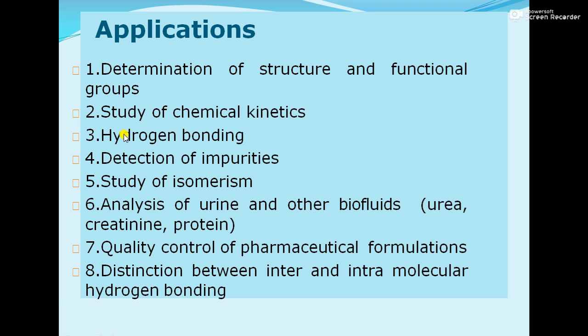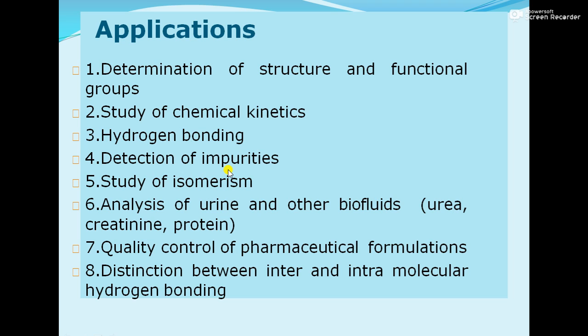Then it can be used to study chemical kinetics. A comparison between the IR spectra of reactant and product can help to determine the course of the reaction and the kinetics of the reaction. Then it can help with hydrogen bonding. IR spectroscopy gives information about hydrogen bonding. Bands due to hydrogen bonding appear at very low frequency. It can also distinguish between intermolecular and intramolecular hydrogen bonding.